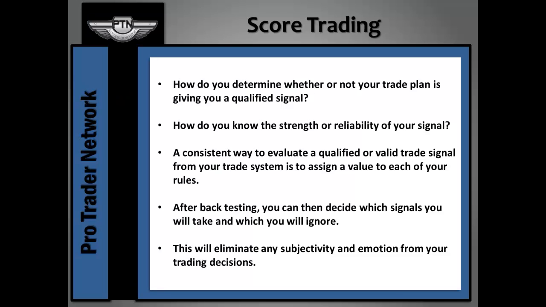We're going to start off, traders, with a question. How do you determine whether or not your trade plan and trade system is giving you a qualified or a valid signal for a trade? We have to have a set of rules to evaluate whether or not we have a confluence of events and indeed have a trading opportunity. But how do you know the strength or reliability of that signal? A consistent way to evaluate a qualified signal from our trade system is to assign a value to each one of our rules. After backtesting, traders, we can evaluate our rules and evaluate which confluence of price action and our indicators give us the best signal, and then we'll decide which signals we should take and which signals we should ignore. This will eliminate any subjectivity and emotion from your trading decisions, and we'll get into that in just a moment.